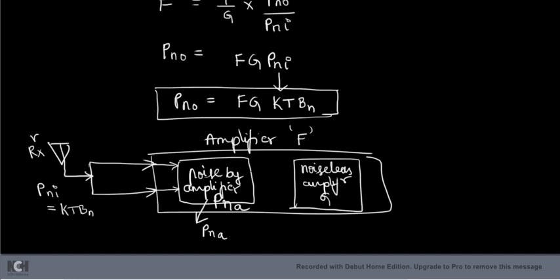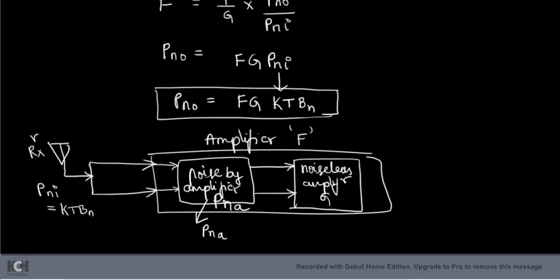Now that noise is given as input to the gain factor. Because you have taken the noise of the amplifier here itself, this amplifier will be noiseless. You can model it like that, and consider it as a gain G.